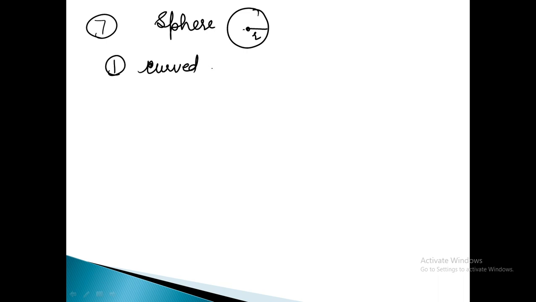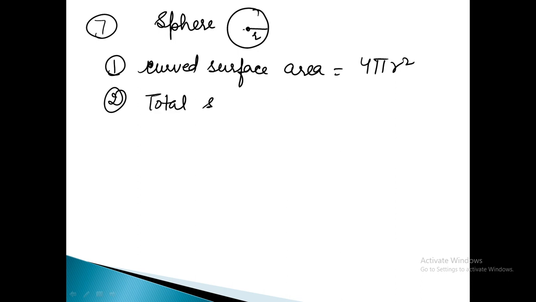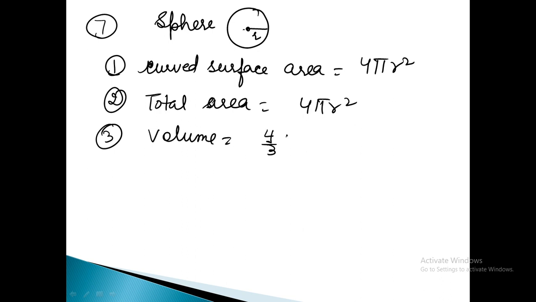Now the next formula is related to sphere. This is a sphere with radius R. And the first formula, curved surface area, that is equal to 4 pi r square. Second formula, total area, that is equal to 4 pi r square. Volume, that will be equal to 4 by 3 pi r cube.